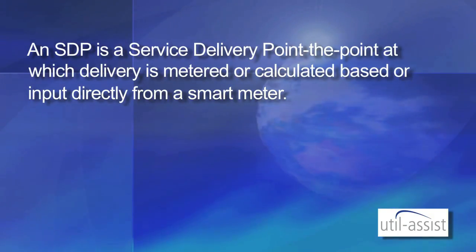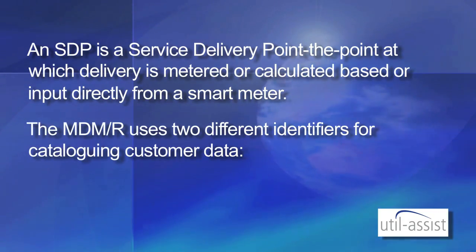This is a permanent pairing that's required in your communications with the MDMR. SDP IDs, from a utility perspective, need to be unique and never change at the utility. So those are the requirements for an SDP. Once your SDPs have been created, it's the USDP interface through which you would acquire your USDPs for any further communication between your system and the MDMR. An SDP is a service delivery point, a point at which delivery is metered or calculated based on the input directly from the smart meter. The MDMR uses two different identifiers for cataloging data. One, SDP ID. Two, USDP ID.